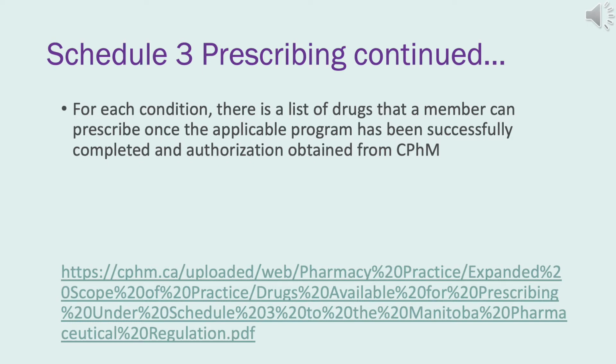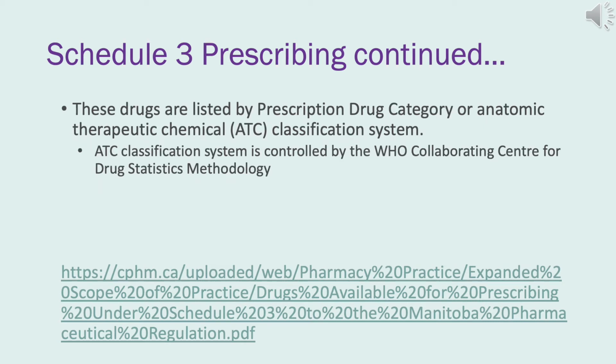Schedule 3 lists all the categories and drugs that pharmacists can prescribe after receiving authorization. For each condition, there is a list of drugs that a member can prescribe once the applicable program has been successfully completed and authorization obtained from CPHM. The drugs are listed by their prescription drug category, or Anatomic Therapeutic Chemical Classification System, which is controlled by the World Health Organization Collaborating Center for Drug Statistics Methodology. A link to the list of drugs can be found on the college website.